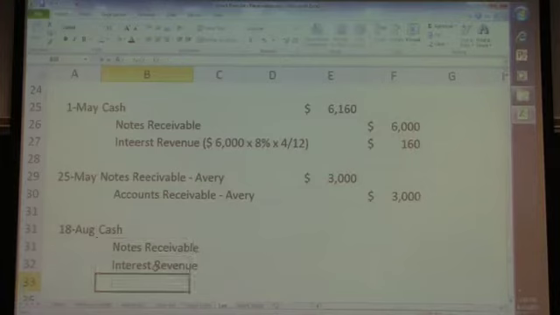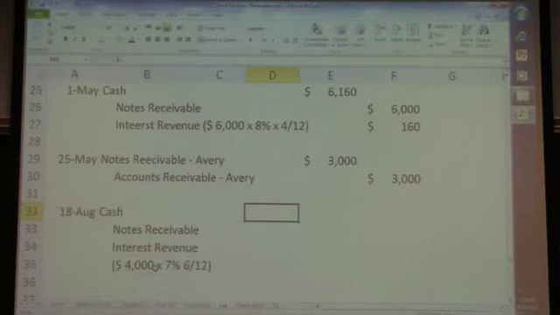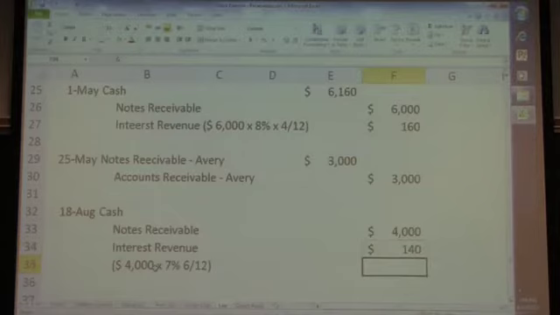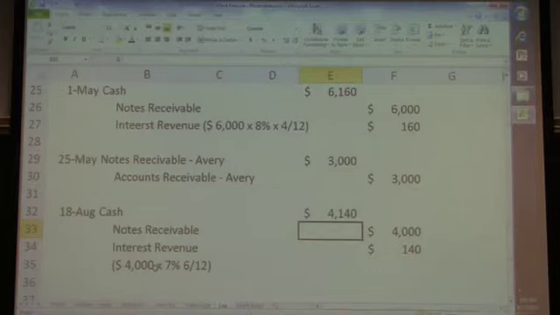The interest will be based on the note, which was actually for $4,000 at 7% interest, and they have gone from February to August, so it's worth 6 months worth of interest. So the total notes receivable I'm trying to pay off is $4,000 and the interest is $140. So my total amount of cash I'll be receiving is $4,140. So if you can take a look at the next transaction, which is August the 25th.